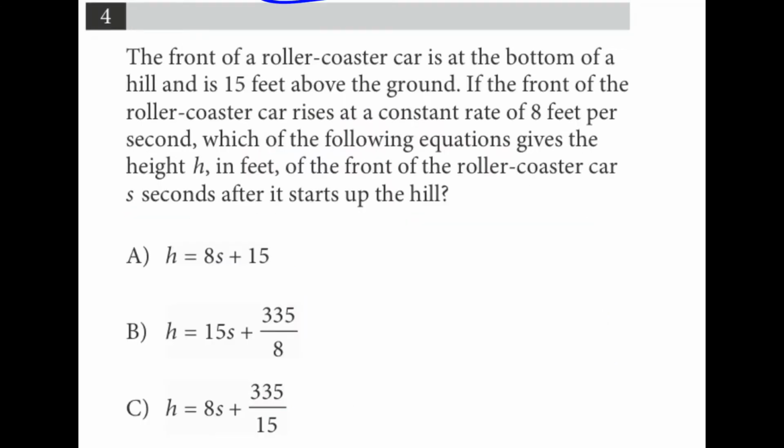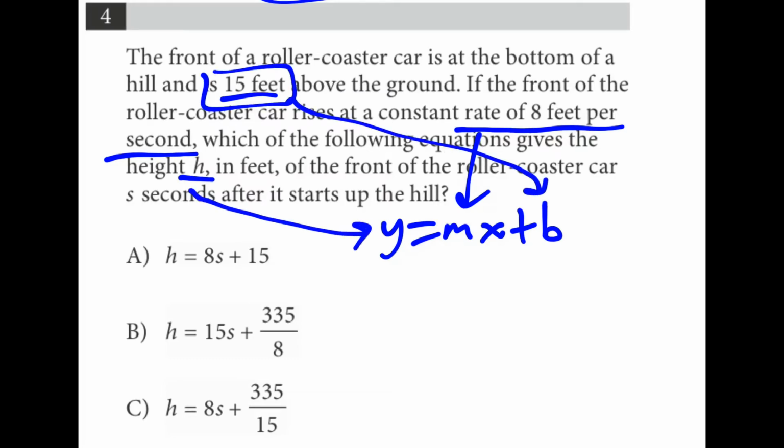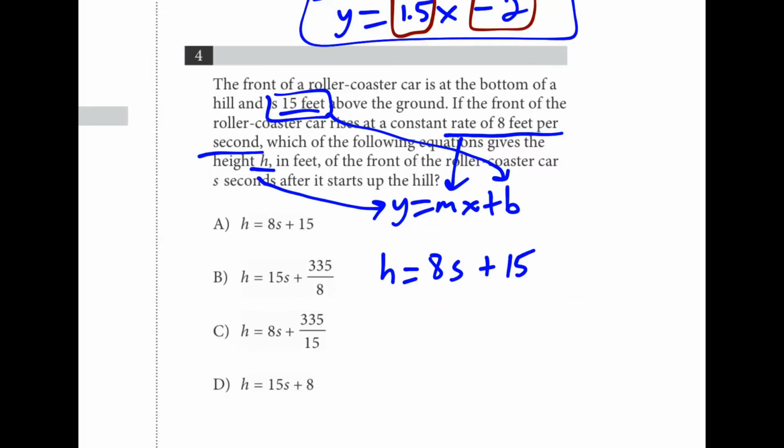Number 4, we're building a linear equation, and we have height, 15 feet, and constant rate of 8 feet per second. So for y equals mx plus b, our constant rate is going to go here for m, our starting value is going to go over here for b, and our height is going to be here for y. I guess seconds would be our x also. So in this case, we're going to say that h is equal to 8s plus 15, which means that A is correct.